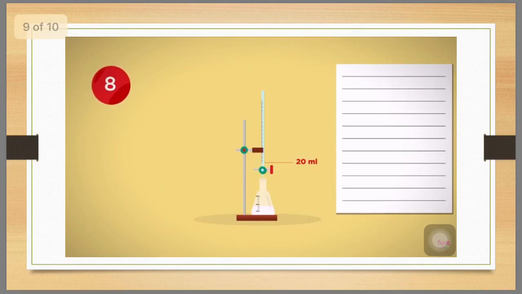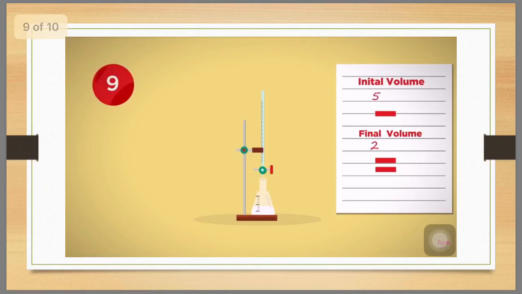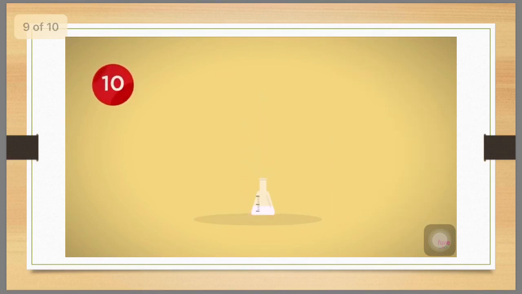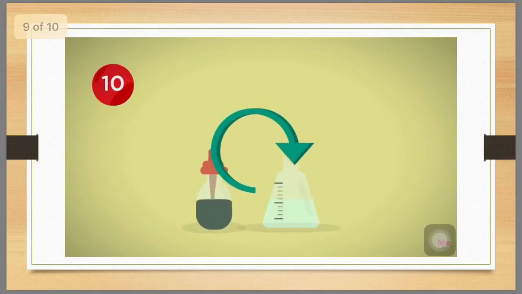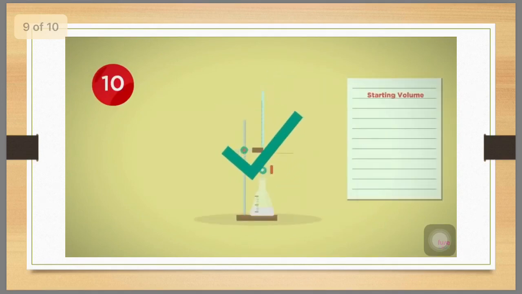9. Subtract the initial reading from the final volume. This gives you the volume of the solution added. This volume is called the titre. 10. For an accurate experiment, you should repeat this experiment a few times until you get consistent values for the titre.